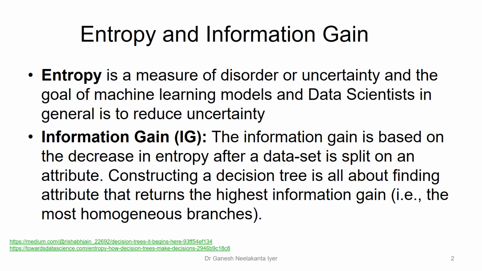In the previous video, we have seen entropy and information gain. Entropy, to get a quick recap, is a measure of disorder or impurity, uncertainty, and the goal of machine learning is to reduce uncertainty. Whereas information gain is how the entropy decreases after the data set is split, and where we get maximum information gain we should choose that node to decide.